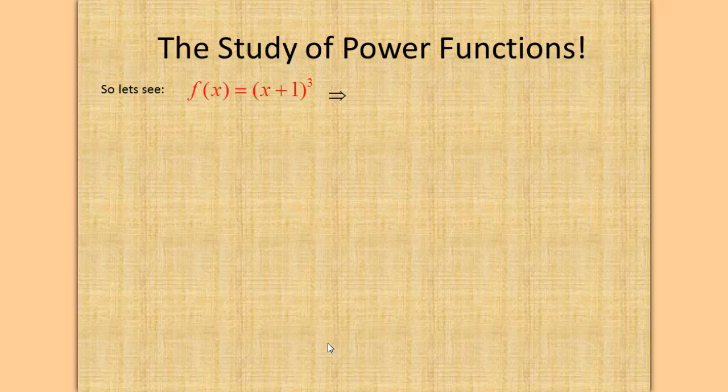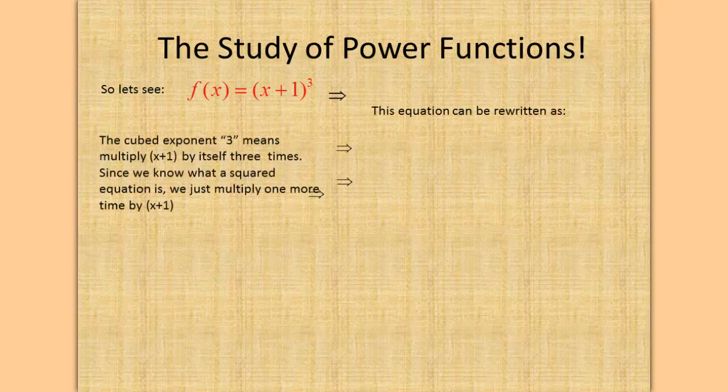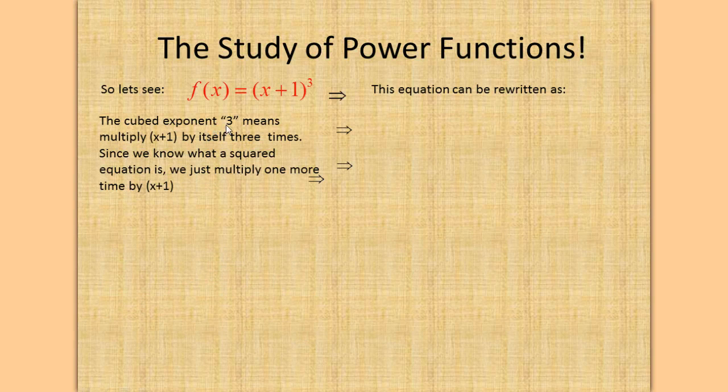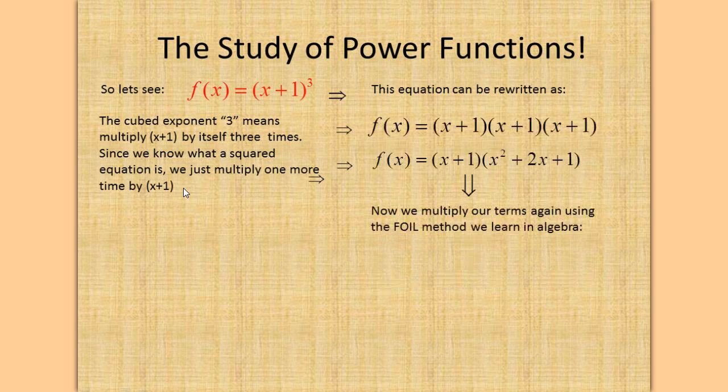So let's see. We have f of x equal to (x + 1) raised to the power of 3. Okay. The cube exponent 3 means multiply x plus 1 by itself 3 times. Since we know what a squared equation is, we just multiply one more time by x plus 1. So we have f of x equal x plus 1 times x plus 1 times x plus 1. Well, we already did the x plus 1 squared, so we just put that equation in there and then multiply by that one more time. Then we use the FOIL method again.